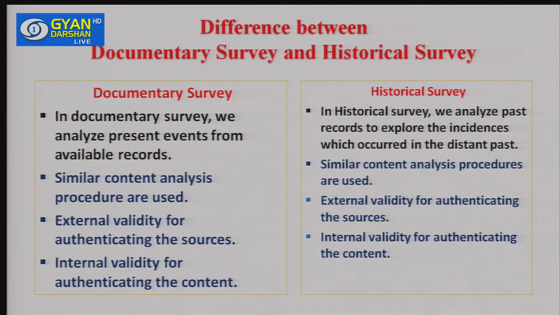And two things which are very important in a documentary survey are external validity for authenticating the sources and internal validity for authenticating the content. That means whether the content included in the document is authentic or not, and further whether the sources that have been used for developing that document are authentic or not. So these are the important things you are supposed to consider when you analyze a document.